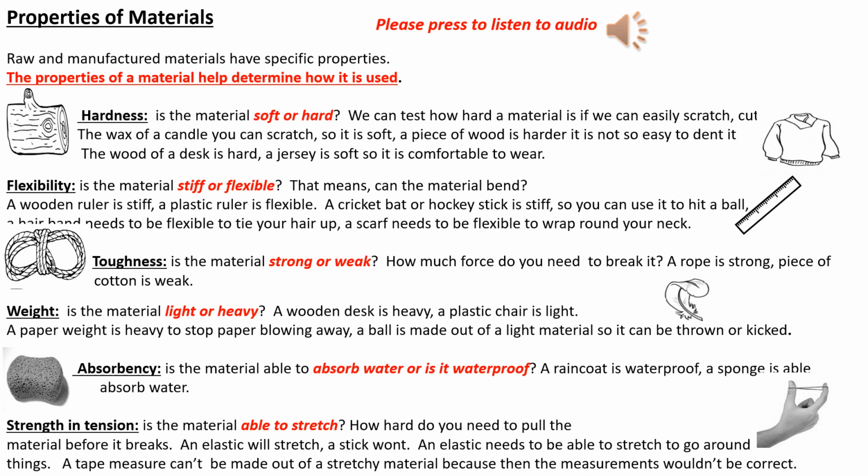Our next property is flexibility. Is the material stiff or flexible? That means, can the material bend? A wooden ruler is stiff, but a plastic ruler is flexible. A cricket bat or hockey stick is stiff, so you can use it to hit a ball. A hairband needs to be flexible to tie your hair up. A scarf needs to be flexible too, to wrap around your neck.